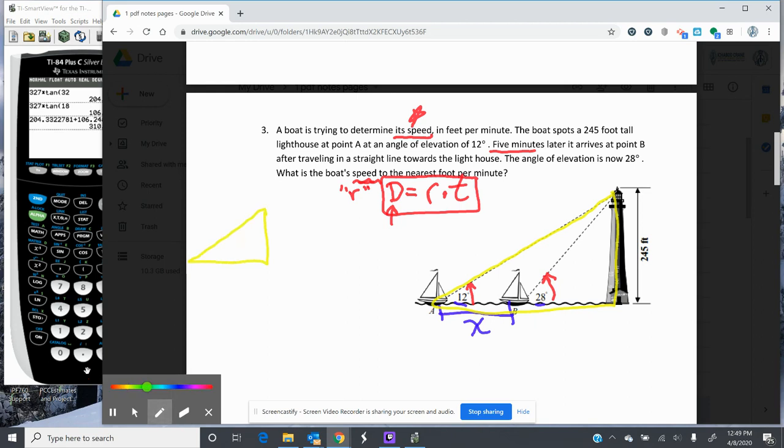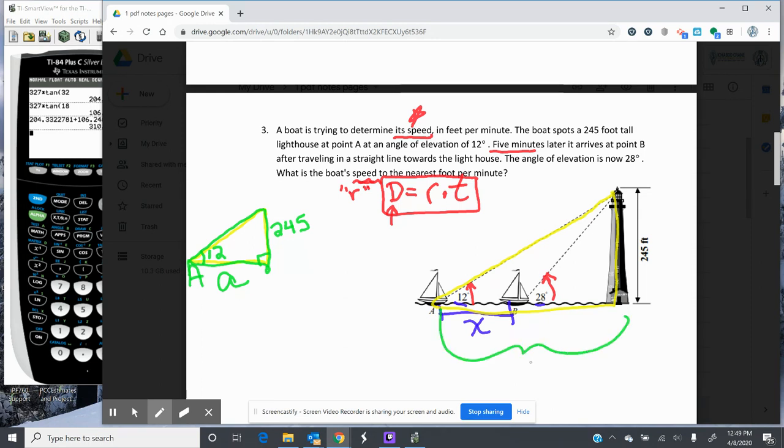I'm going to do that in a brighter color for you. We have the big right triangle, which has 245 as the height of the light tower, a 12-degree angle, and we're going to find from A to the lighthouse to be side A. So from A over to your lighthouse is side A. And then the second right triangle is in here, the lighthouse to the boat at B. So again, we have 2 right triangles.